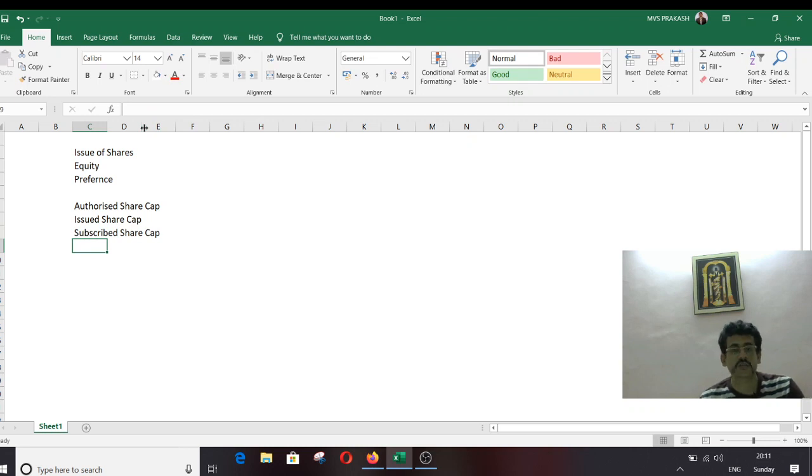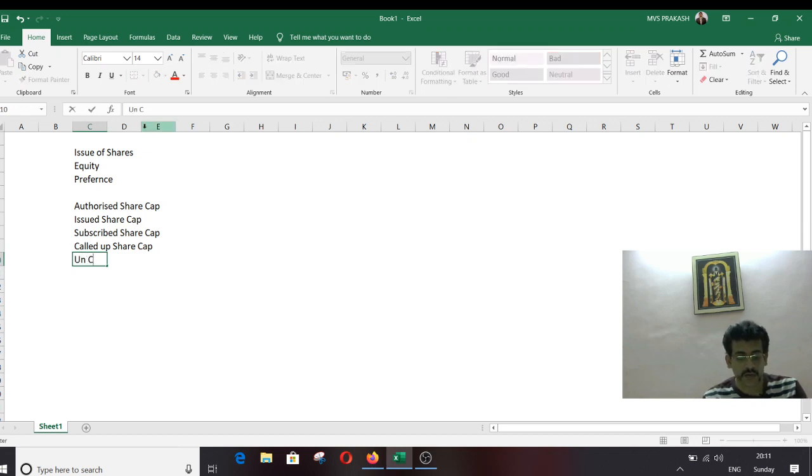So authorized, issued, subscribed, then comes called up share capital, then uncalled share capital. Then there is paid up share capital. Then we also have something called unpaid, or even this can be called calls in arrears. These are the different types of share capital we have.